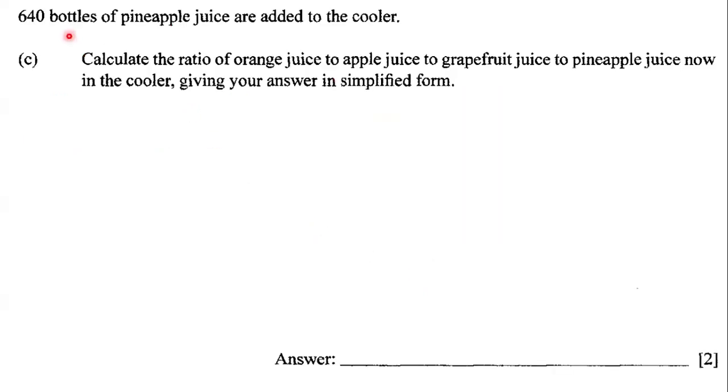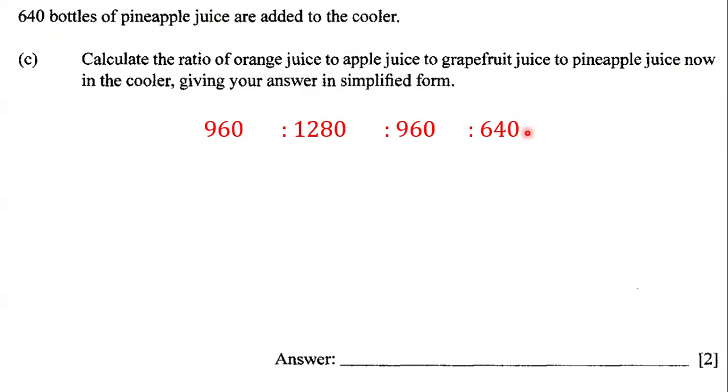The next question states that 640 bottles of pineapple juice are added to the cooler. Calculate the ratio of orange juice to apple juice to grapefruit juice to pineapple juice now in the cooler, giving your answer in simplest form. And so how many orange juice do we have? Well, we have 960. How many apple juice do we have? We have 1,280. How many grapefruit juice do we have? 960. And how many pineapple juice do we have? Well, 640 were added. And so this is the ratio of orange juice to apple juice to grapefruit juice to pineapple juice in the cooler now.